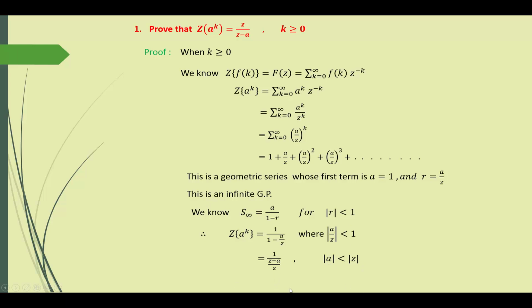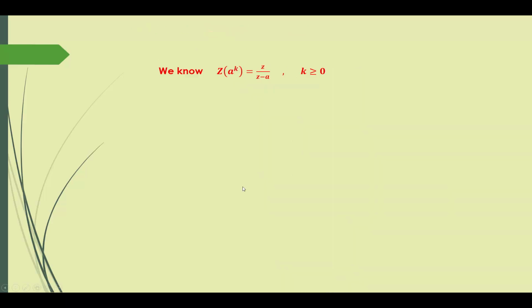So we get z upon z minus a. Write down the z in the numerator, so z upon z minus a, and write down first the term mod z and then mod a: mod z greater than mod a. So the Z transform of a raised to k is equal to z upon z minus a for mod z greater than mod a. This is the proof of this first property.